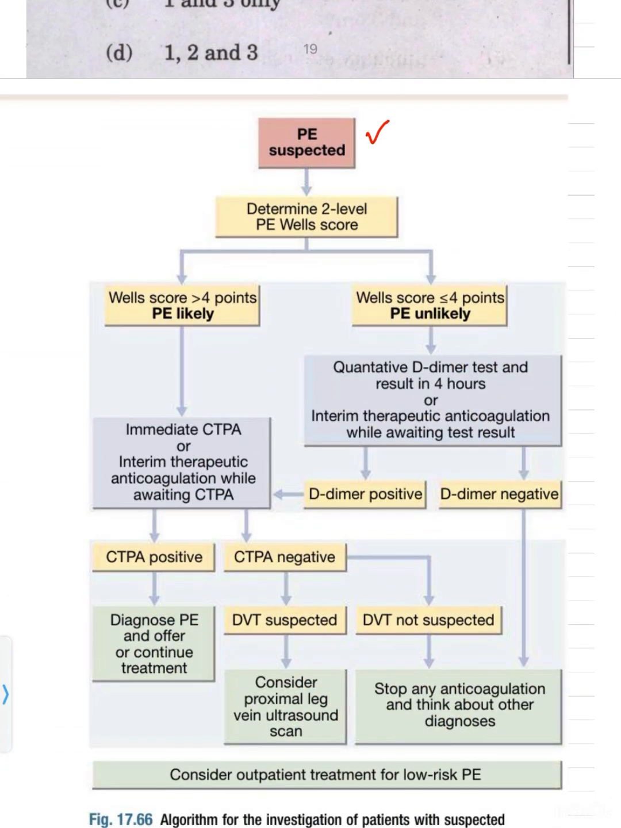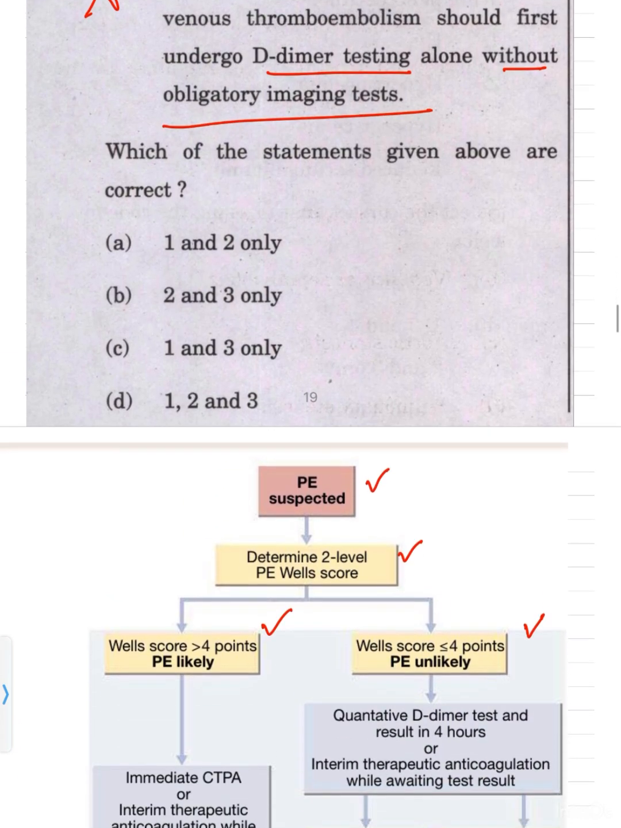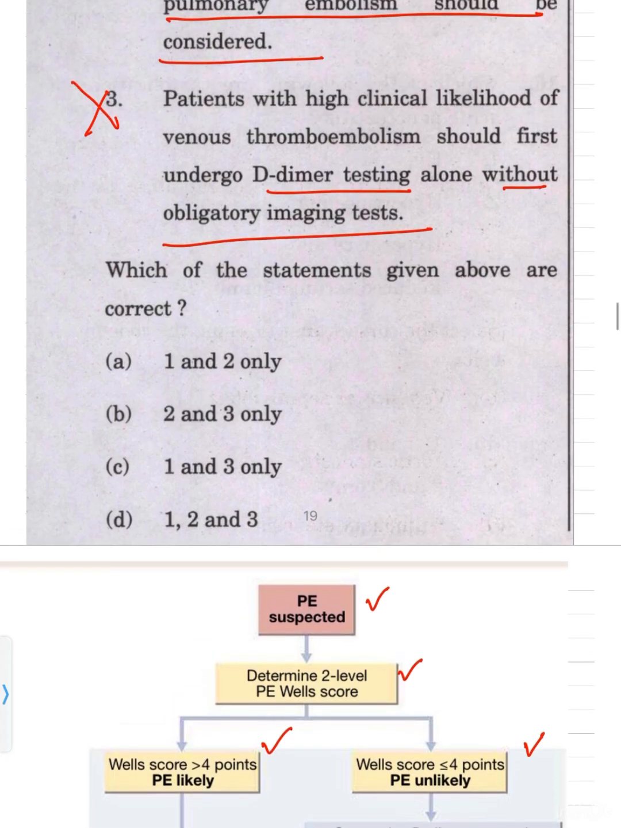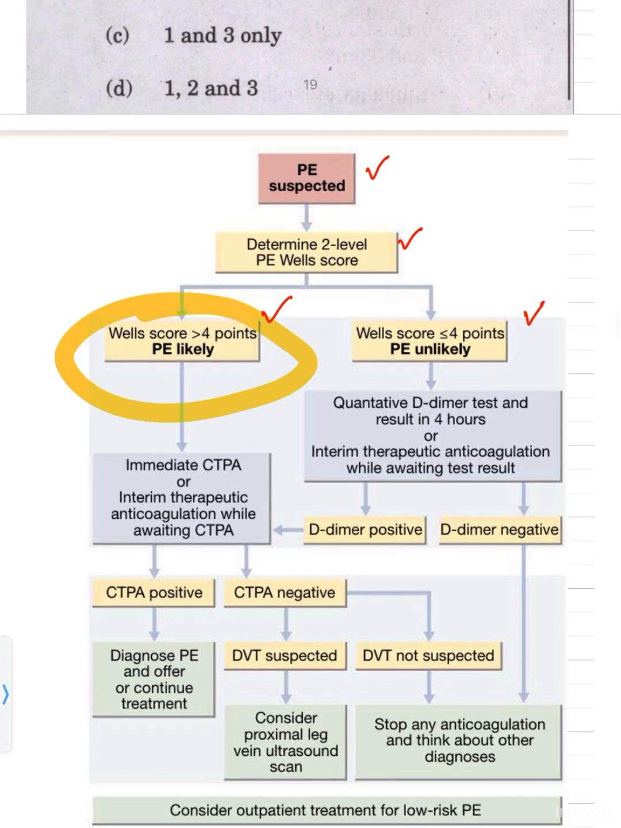So for the pulmonary embolism, you suspect it to be pulmonary embolism. Now you have to determine the two-level pulmonary embolism Wells score. If the Wells score is more than 4, it means it is highly likely, a high risk population. If the Wells score is less than 4, it means it's unlikely, a low score. So the question is asking about a patient with high clinical likelihood. High clinical likelihood means the Wells score is more than 4.